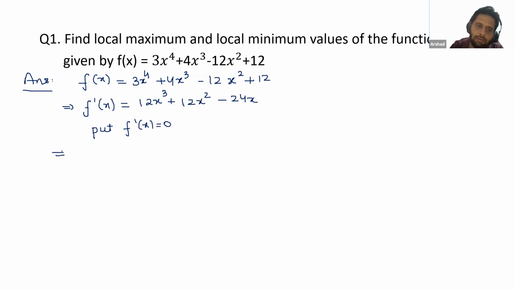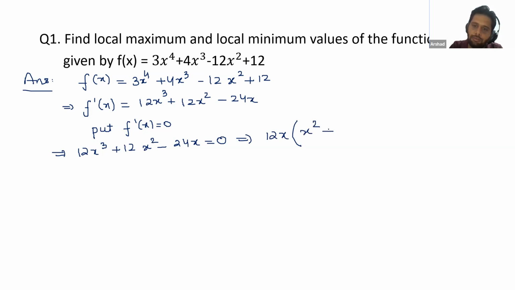So what will you get here? 12x^3 + 12x^2 - 24x is equal to 0. Then find the critical points. So factorize it. Take 12x out common. What will you get here? x^2 + x - 2 is equal to 0.